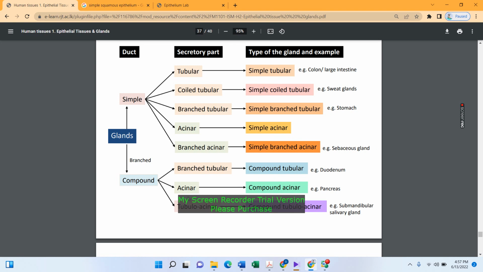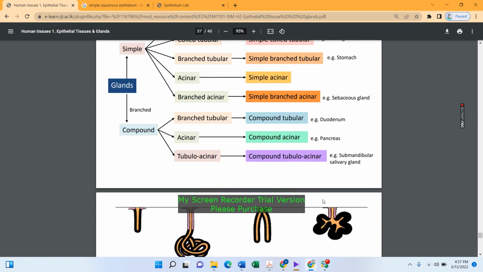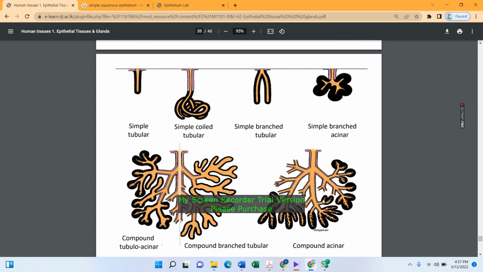Then compound branched tubular, compound acinar, and compound tubular acinar. Compound branched tubular is found in the duodenum. Compound acinar is found in the pancreas. Compound tubular acinar is found in the submandibular salivary gland. So you can see now. Let's try going over the examples.